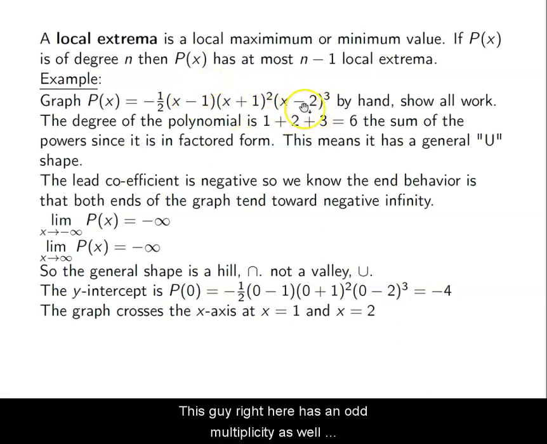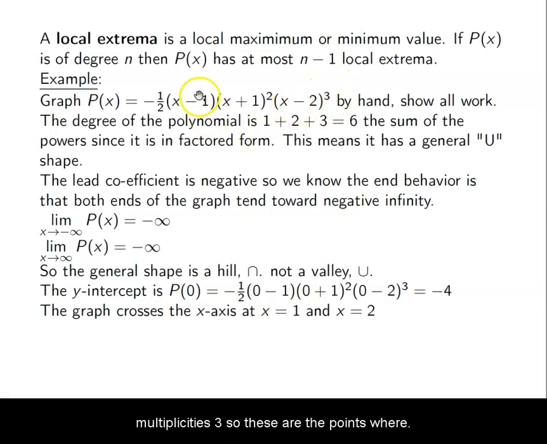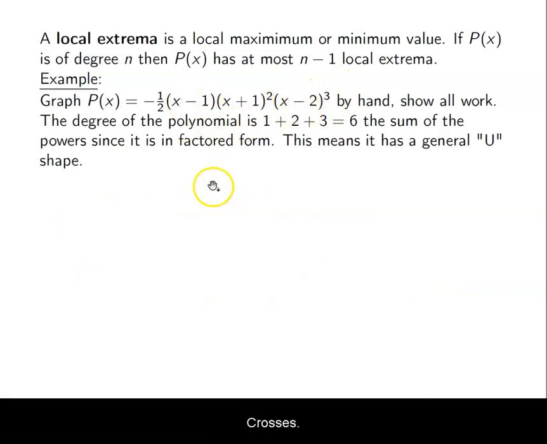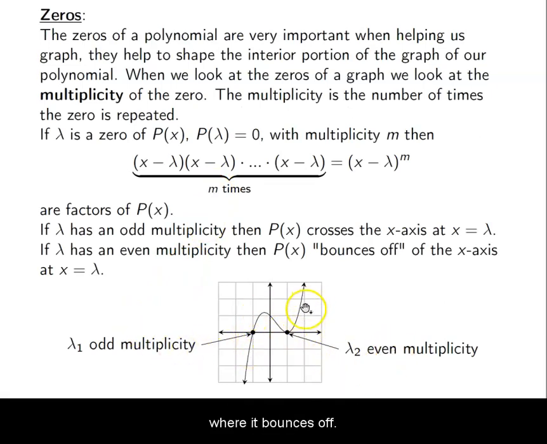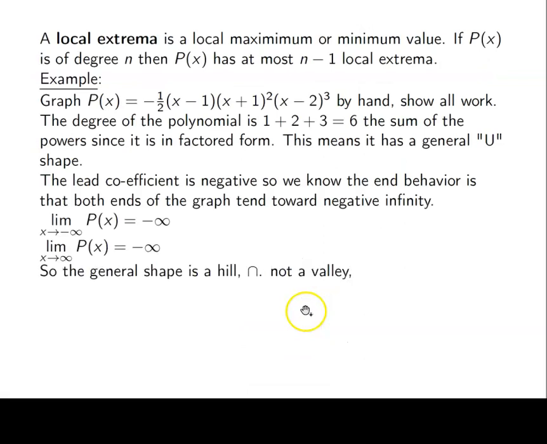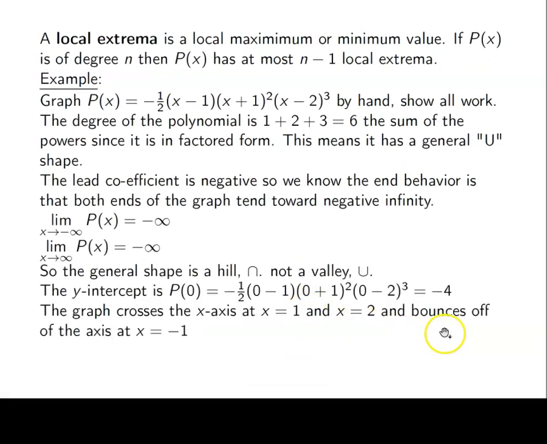This guy right here has an odd multiplicity as well. Multiplicity is 3. So these are the points where it crosses, okay? Again, odd multiplicity means it crosses. Even multiplicity is where it bounces off. Okay, and it's going to bounce off the x-axis at x equals -1.